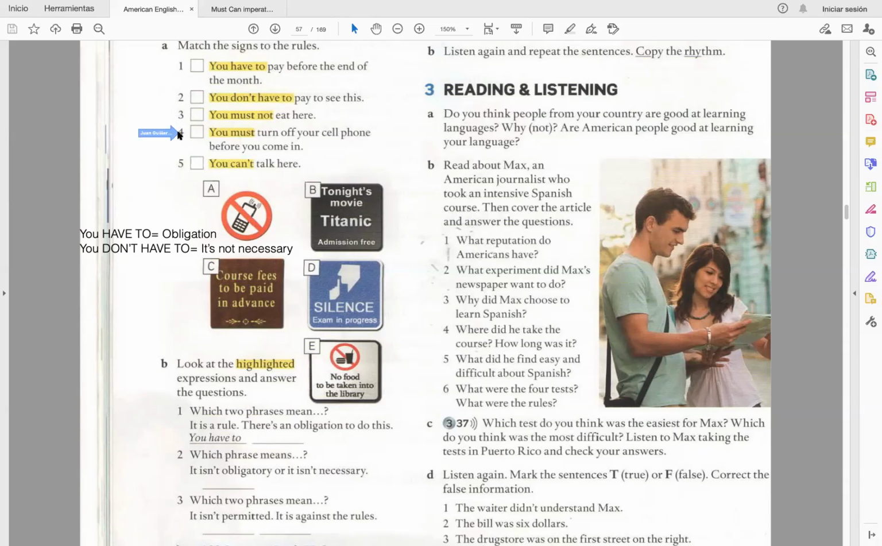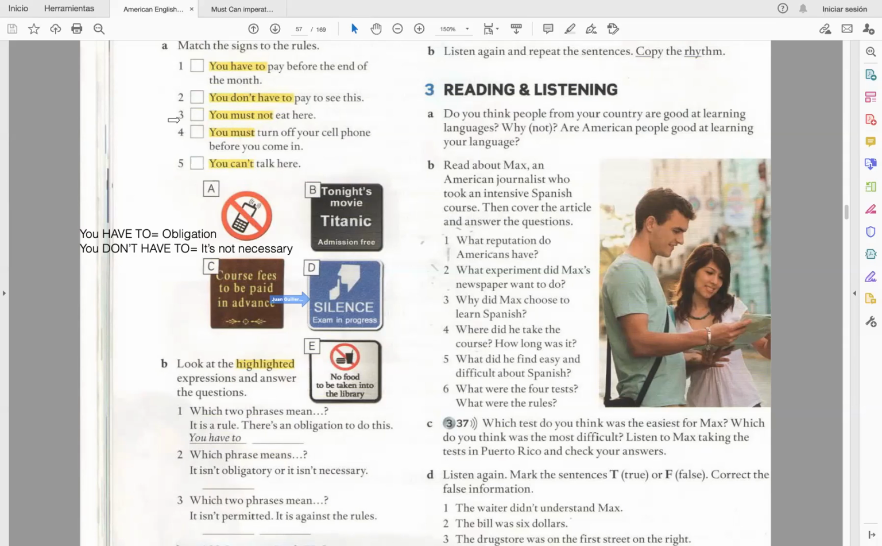Is letter A. And what is it? Obligation. It's an obligation. Very good. And finally, number five, Carla? You can't talk here. Letter D. And what is that? Prohibition. Very good. Excellent.